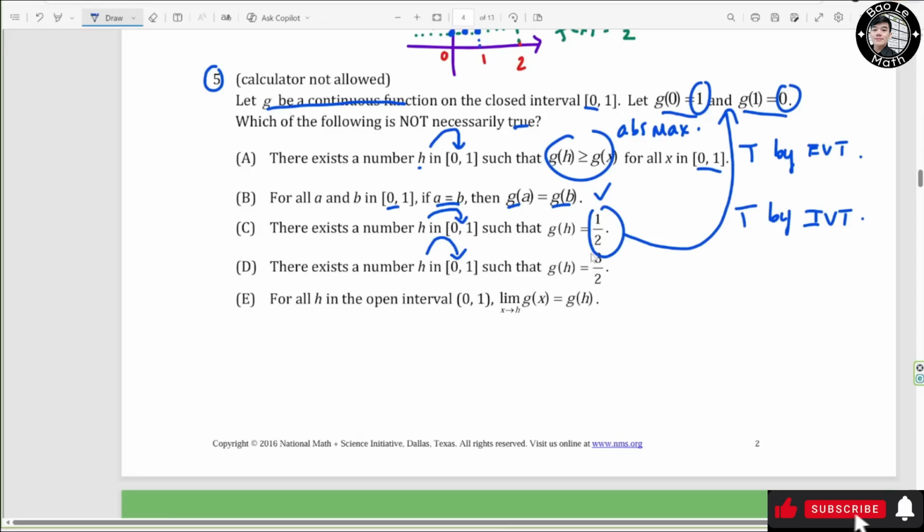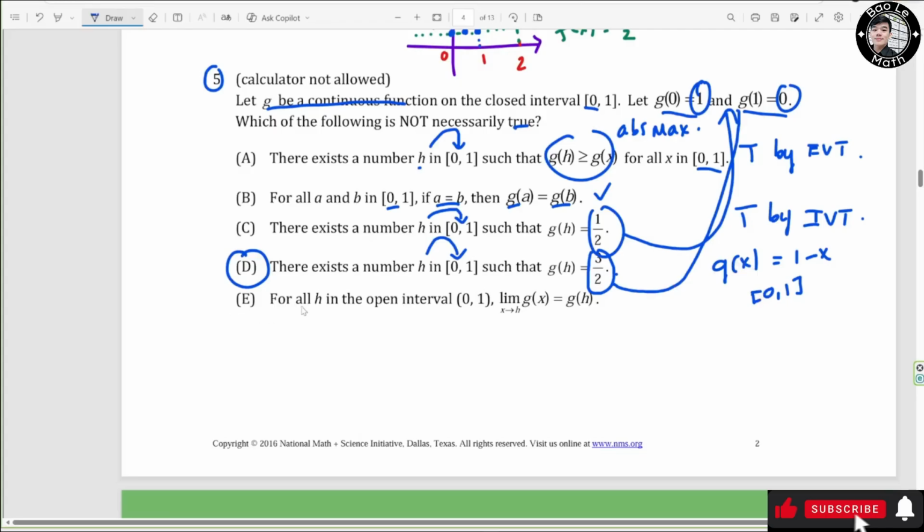Now answer choice D, there exists a number h in the closed interval 0, 1 such that g of h equals 3/2. So 3/2 is outside this range right here. So this one is not necessarily true. You can consider the function g of s equals 1 minus s on the closed interval 0 and 1, and you will see that it's completely false.